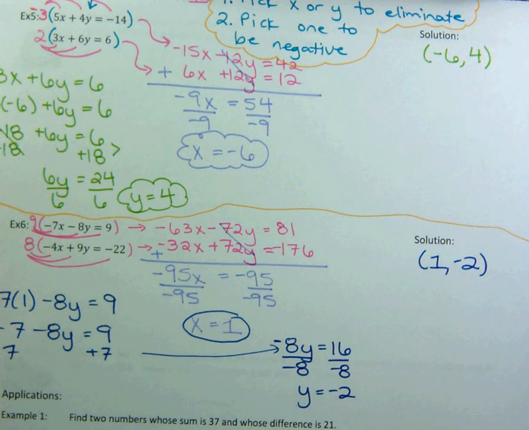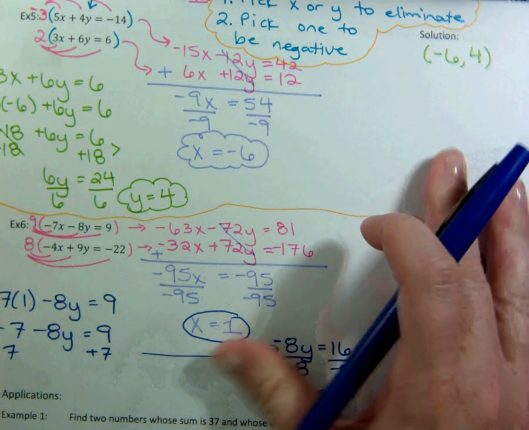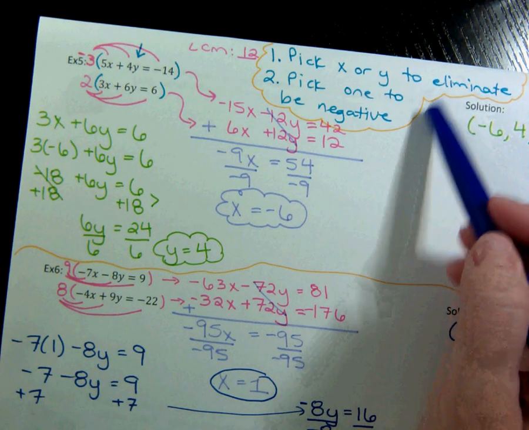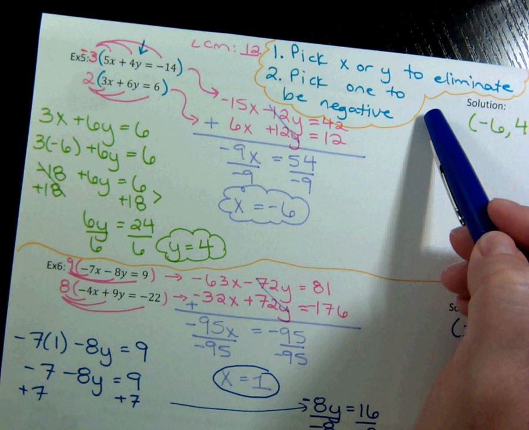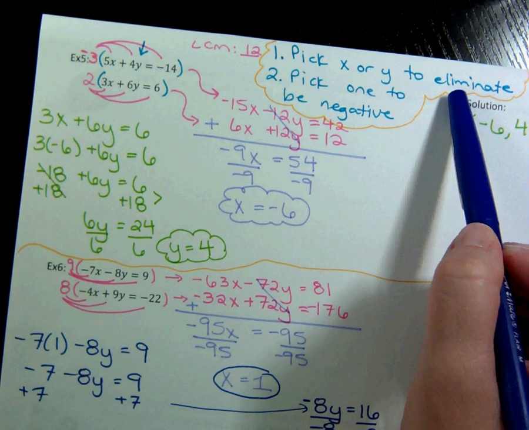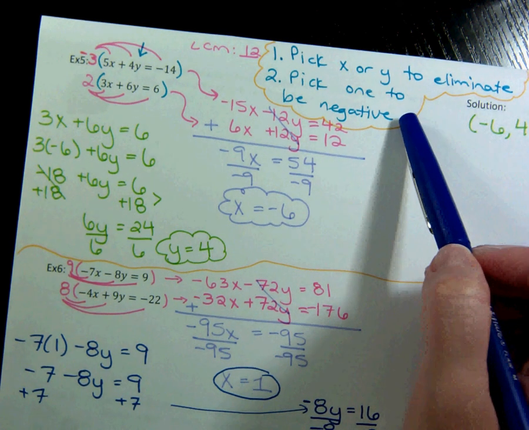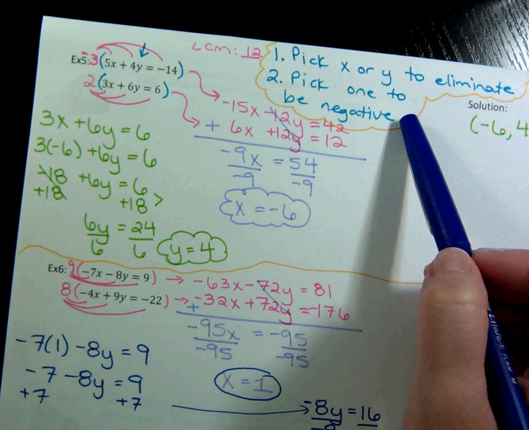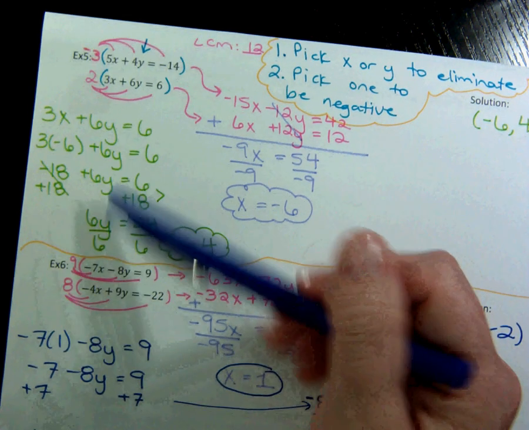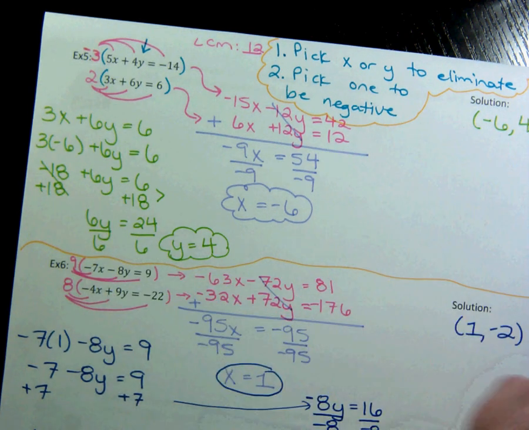So in your elimination, if none of the coefficients match, you just make these two decisions based on what looks easiest to you. Pick x or y to eliminate based on their coefficients, and pick one of them to be negative if necessary. Otherwise, make it easier on yourself. If they already have opposite signs, pick that variable.